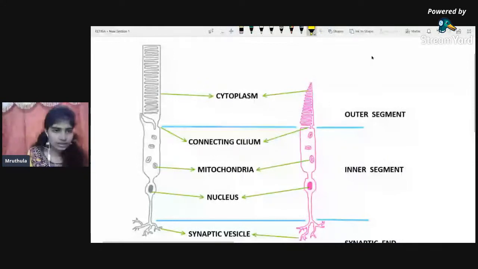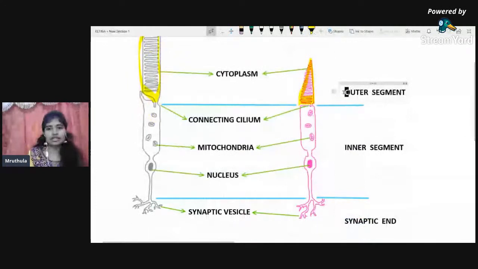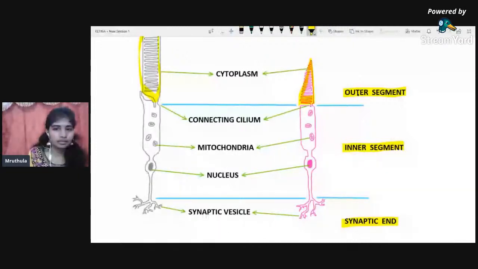We call this a rod because it has a rod-like structure. And you can see this pink colored one is the cone, and it has a cone-like appearance. The outer segment has a cone-like appearance. So basically, they have three important parts. What are the three important parts? They have an outer segment. Based on the shape of the outer segment, we call them rods and cones. And we have an inner segment, and we have the synaptic end.